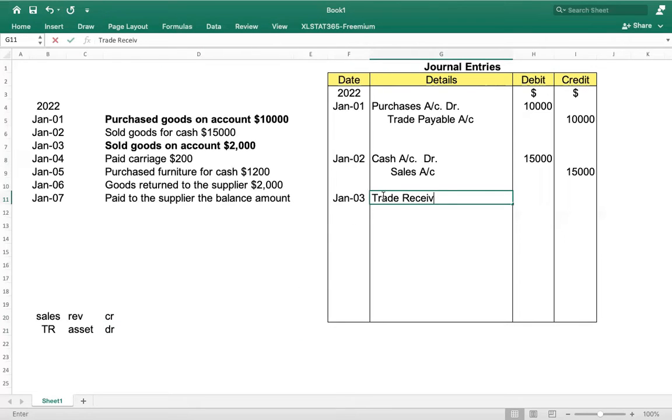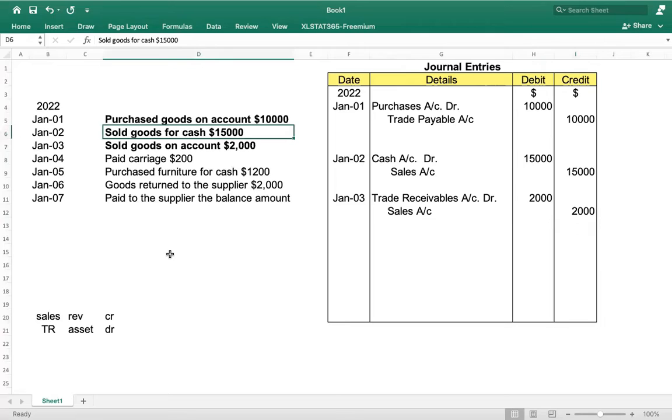Trade receivables account debit. Next line, leave some space, Sales account. Narration. The amount will be 2,000, right? Okay, so we are done with the third transaction also.